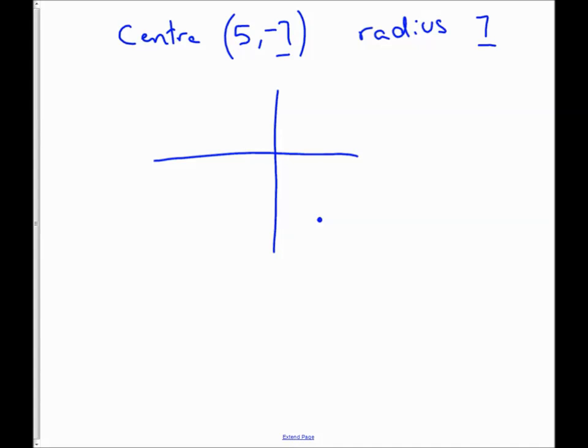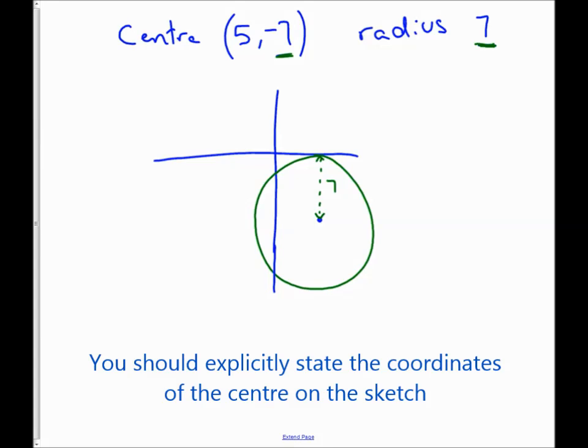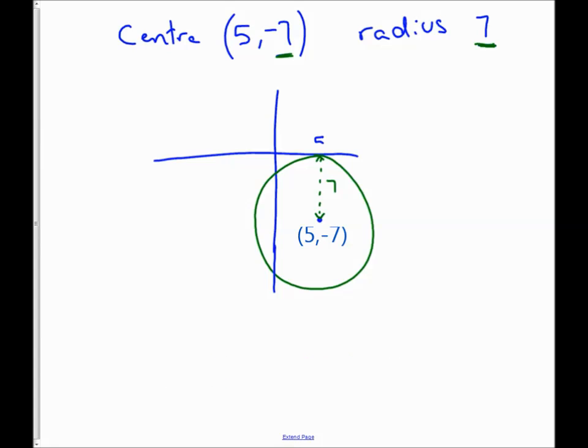The key thing to spot here is that the radius, 7, is the same as the y coordinate, which means that this distance here is going to be 7. So my circle is just going to touch my x-axis. So I'm going to get something which looks like this. And then, because for a sketch we want to show where it intersects the axes, we can say that it intersects the axis there at 5, but then I also want to find these points.